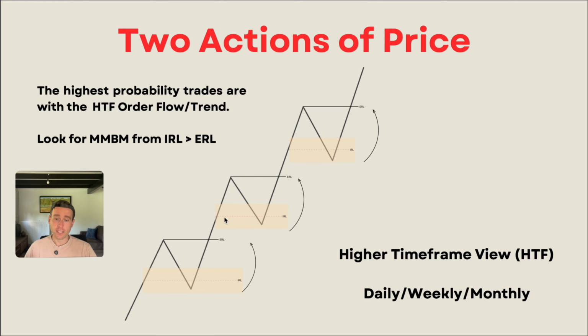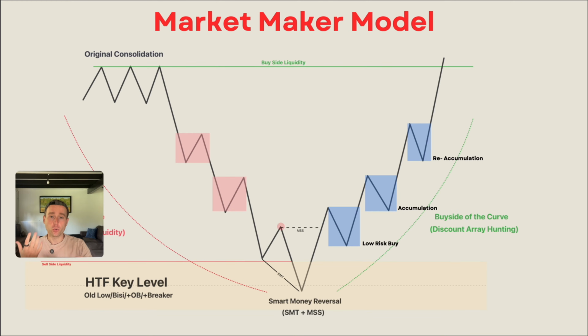Then it displays again, leaving another fair value gap. That's internal range liquidity. Comes back to internal, to external, to external. And all these areas is where I want to find a market maker buy model to trade in. And how does a market maker buy model look like? Market maker buy model looks exactly like this.